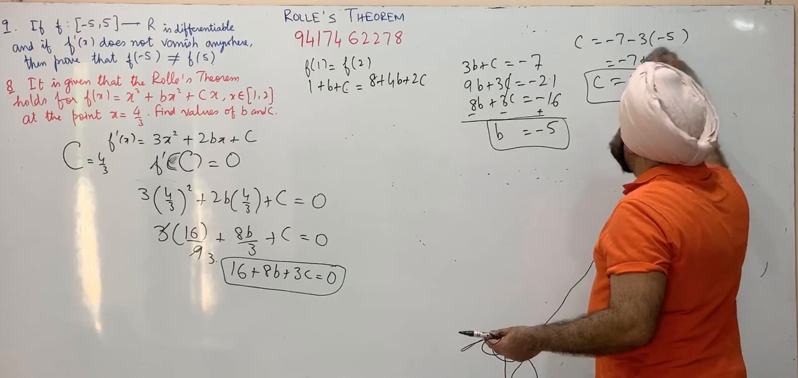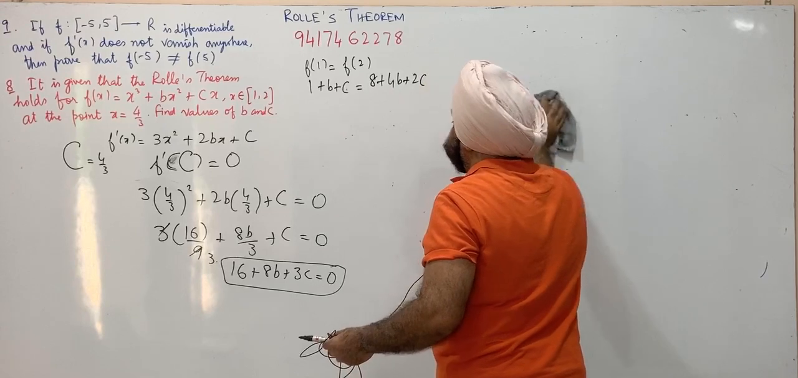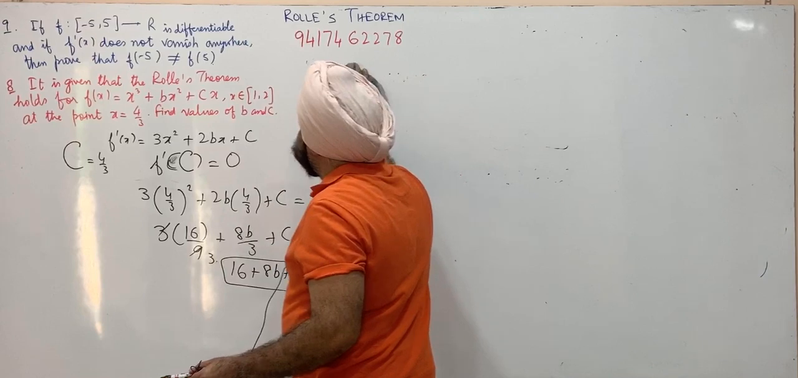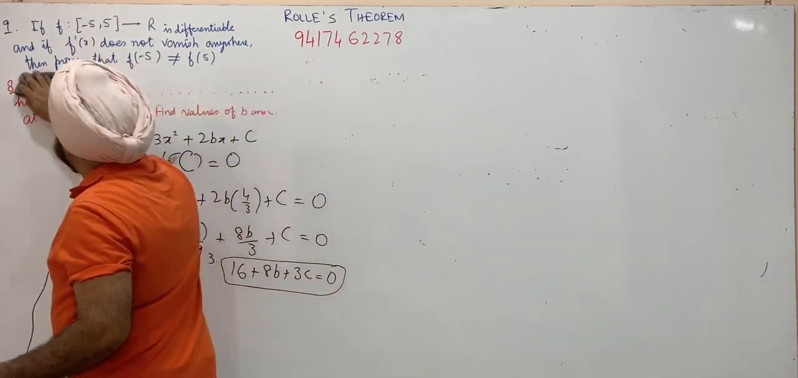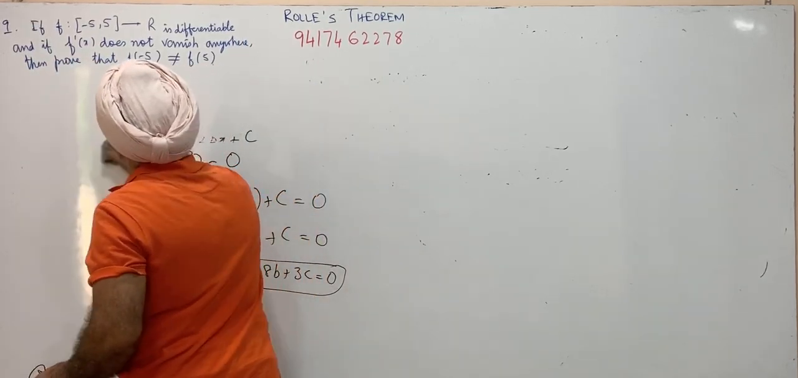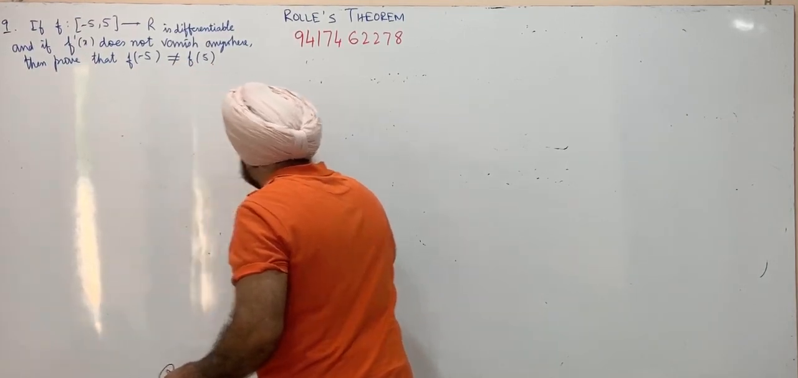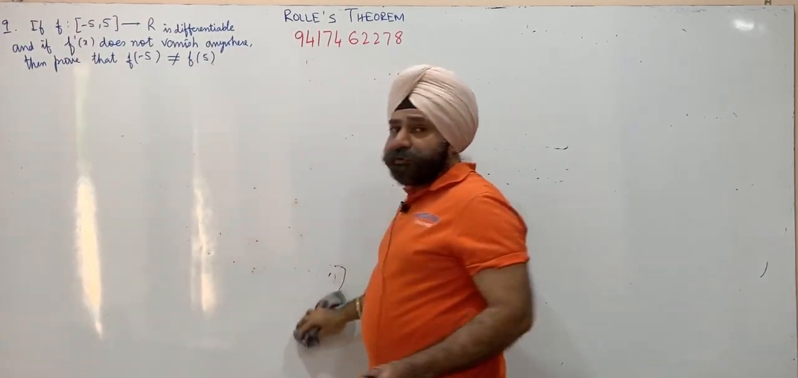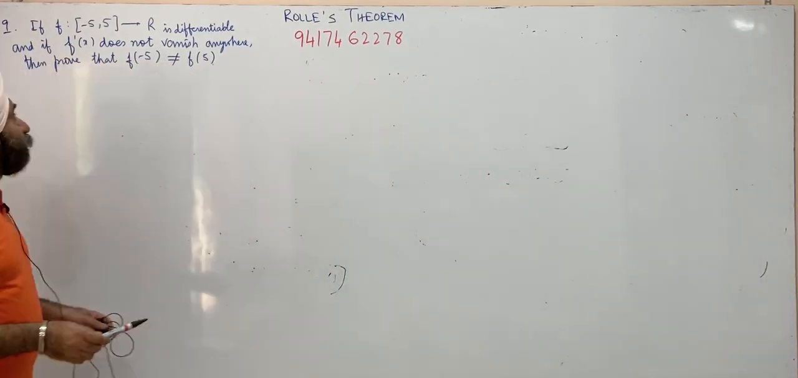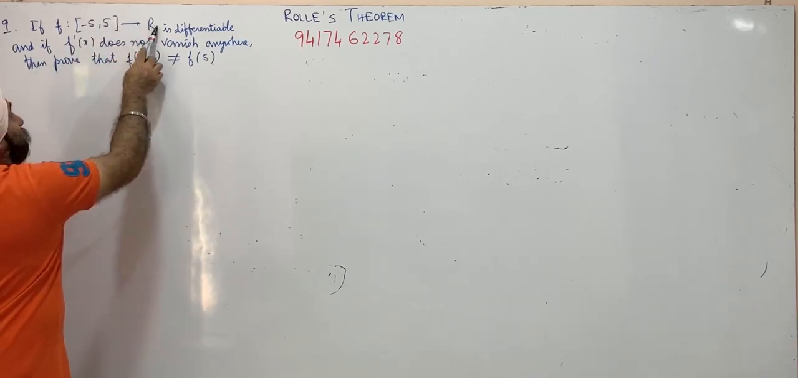The last one. We are given f of x is a function from minus 5 to plus 5 to R. R is set of real numbers. We are given it's differentiable. Also given that f dash x does not vanish anywhere, and we have to prove from the statement that f of minus 5 is not equal to f of 5. Let us understand. This is function given from minus 5 to plus 5 to set of real numbers.